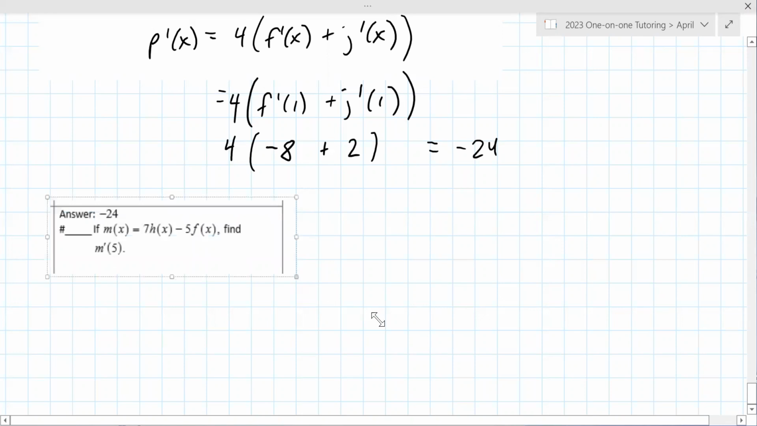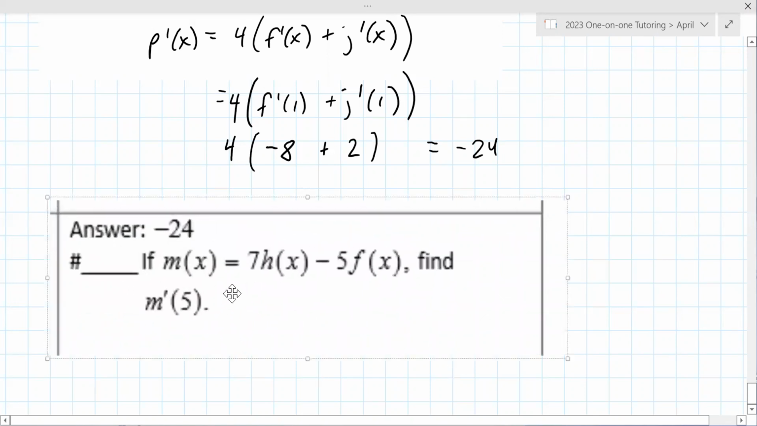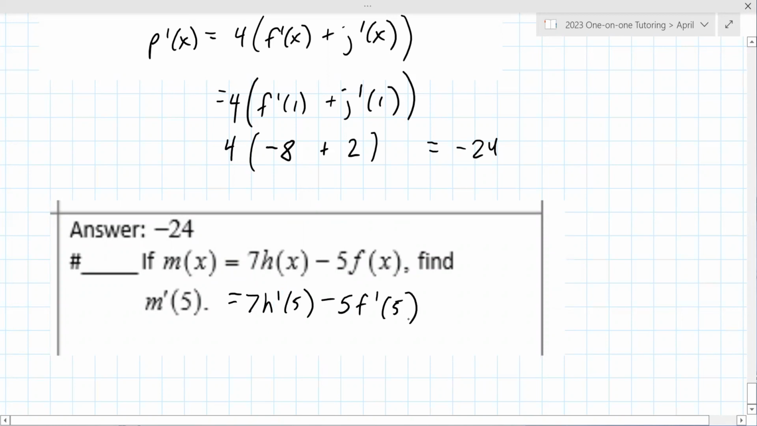All right. So we want m prime of 5. That's 7 times h prime of 5 minus 5 times f prime of 5. We've got these values. Let's see here. F prime of 5, been doing that a bunch. That's 1/3. Ooh, doesn't work out great.